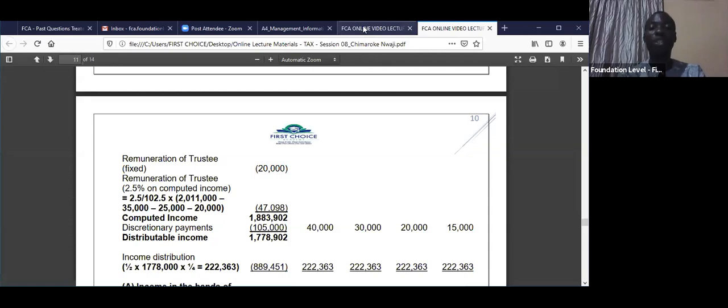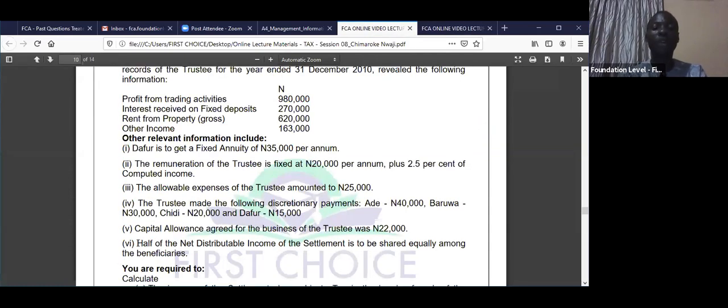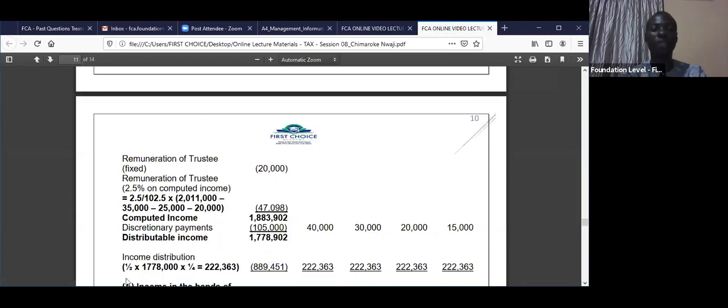So this is the income that is supposed now to be distributed to the beneficiaries. Now, what is the condition for distribution? It says half of the net distributable income is to be shared equally among the beneficiaries. So let's look at half of it. So you see half of this figure. So it's half of this distributable income. So half of it, you now divide it by four. So let's see what half of it is. Half of this figure here, half of this figure is this. Right? So this is this figure that you are dividing now by four to get this.